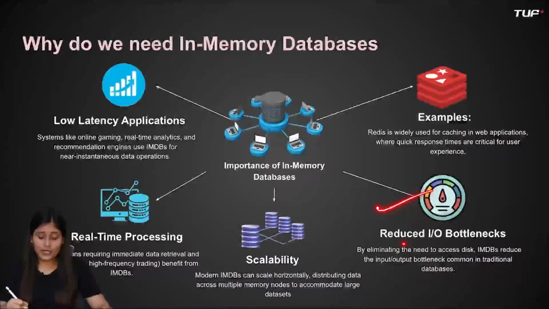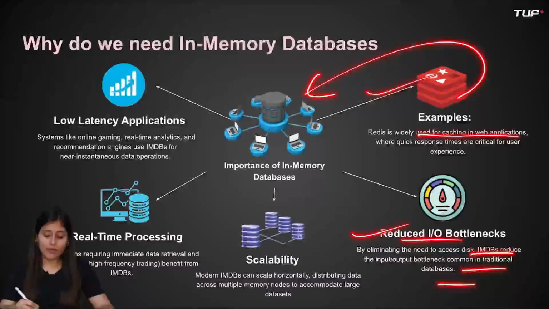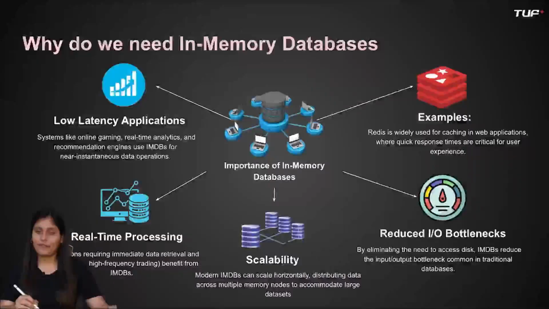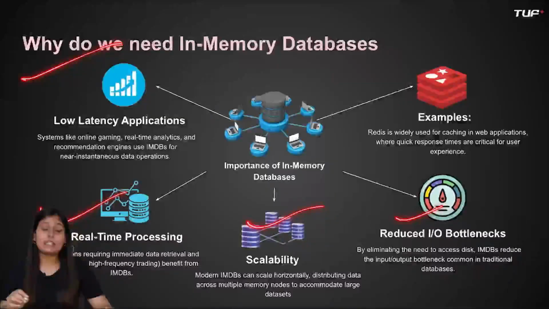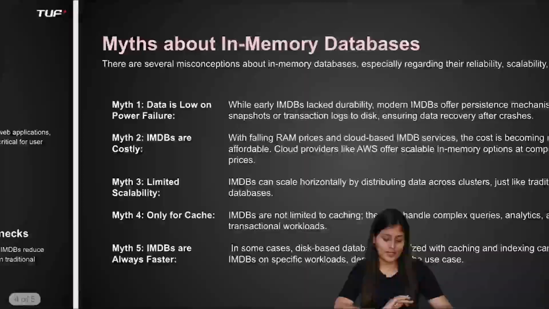Next, reduced IO bottleneck. As we do not save the data on disk, where IO operations would be overhead, we do not have IO bottlenecks much here. For example, Redis is widely used for caching in web applications where quick response times are very important. So these are a few reasons for how and why we need an in-memory database compared to a disk-based management system, where real-time applications, or applications where data is frequently changed, go for an in-memory database instead of a disk-resident database.